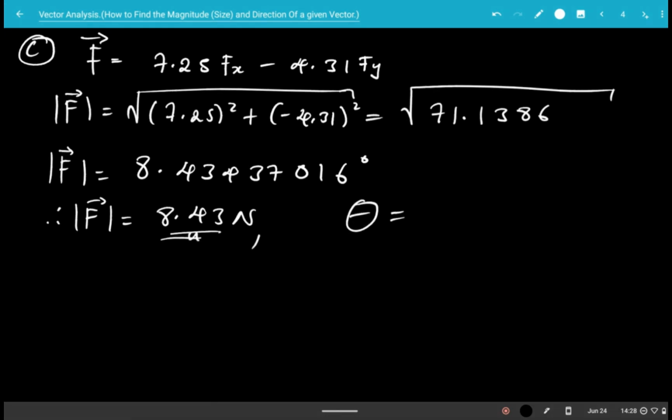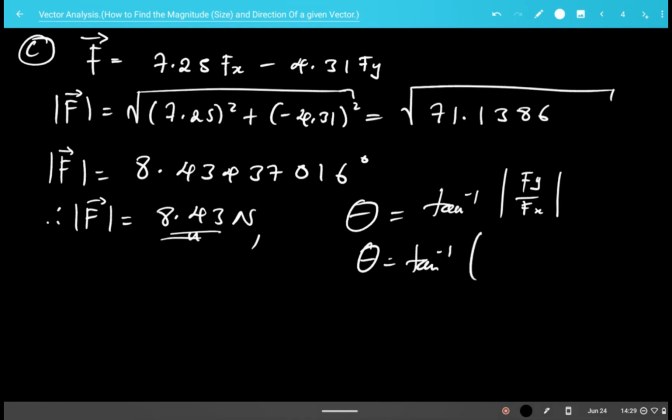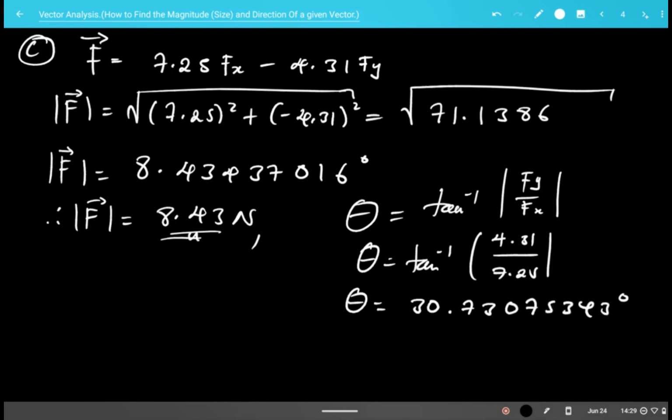Looking for our direction, which is theta, being equivalent to the tan inverse of the absolute value of Fy over Fx. I don't even know why I'm forgetting to put the absolute value, sorry. So theta is equivalent to the tan inverse of the Fy component, which is 4.31, over 7.25. Then theta will simply be equal to 30.73075343 degrees. Round it off to 2 decimal places, you get 30.73 degrees. Now, let me call this theta prime first.